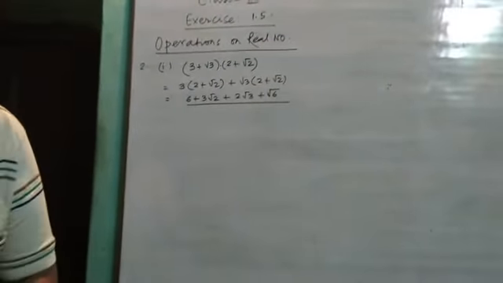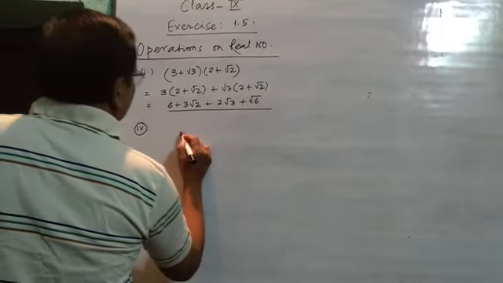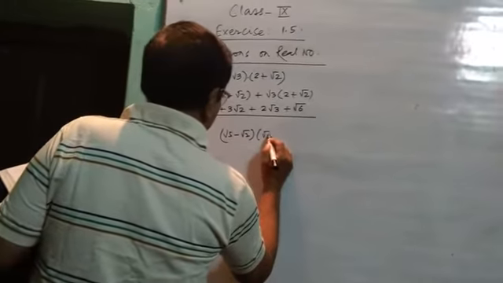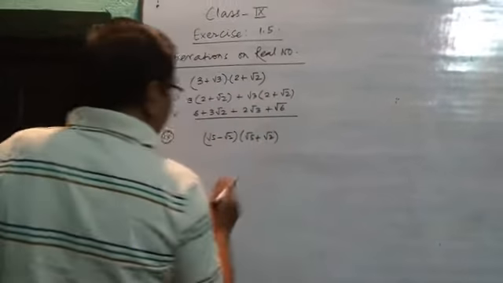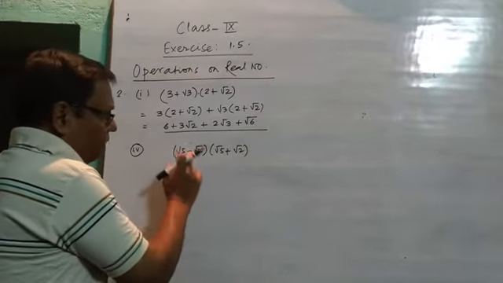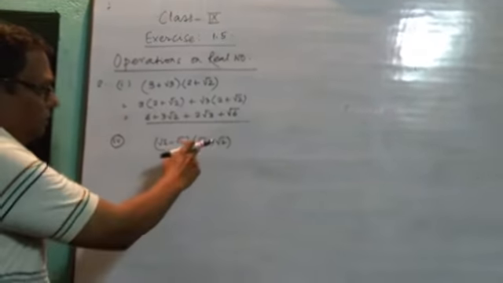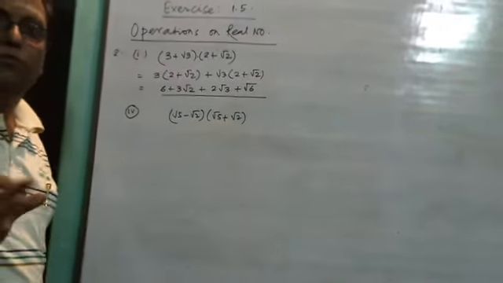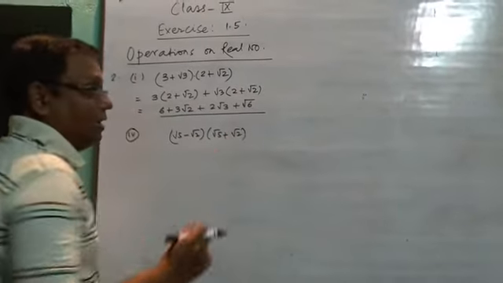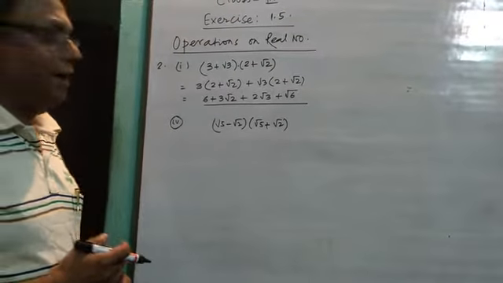Now one more question, we will do question number 4: (root 5 minus root 2) into (root 5 plus root 2). Students, when you view this question, you will find that this is the formula which you have learned previously. Something of the form a plus b and a minus b is formed. If it is a and it is b, this is a minus b and this is a plus b. And from the identity we know a plus b into a minus b equals a square minus b square.